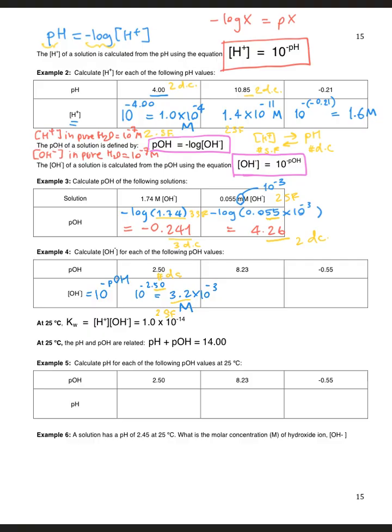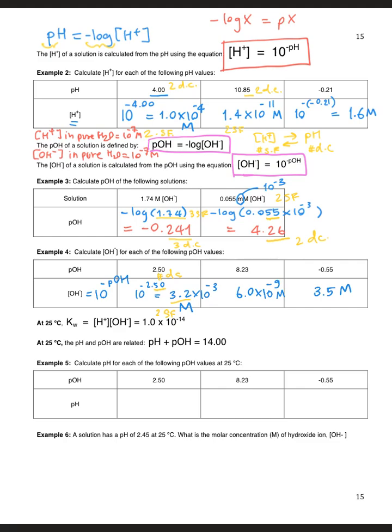Next, if you do 10 to negative 8.23, you will get 6.0 times 10 to negative 9 molar concentration. And if you do 10 to negative 0.55, you're going to get 3.5 molar for this example.